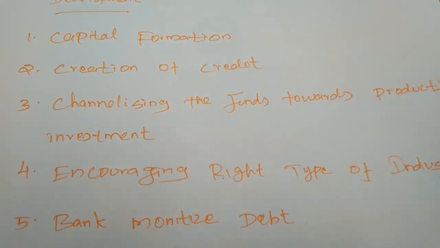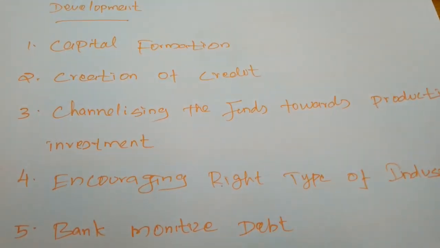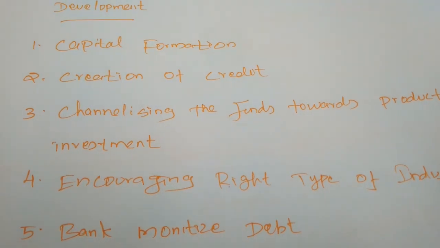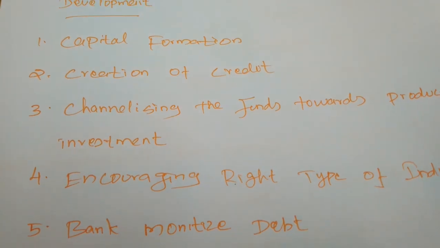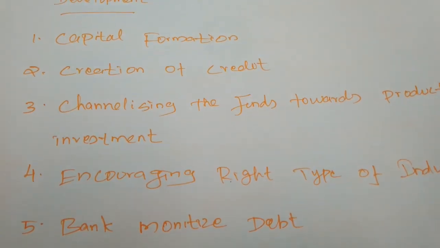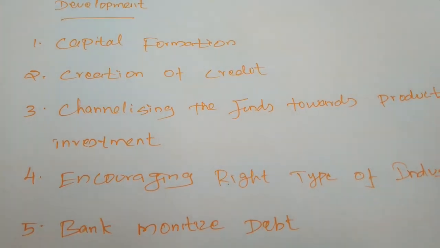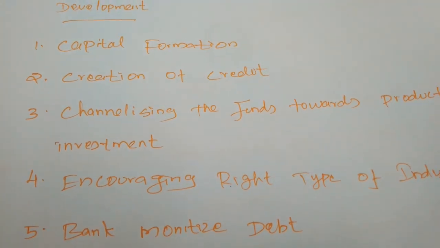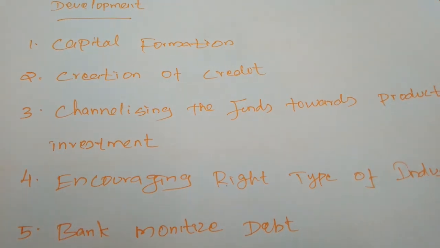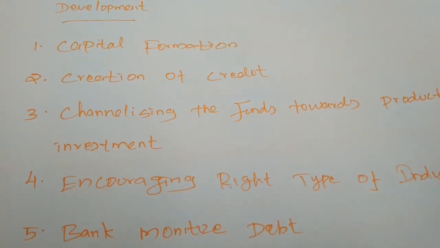If the demand for commodities is increased throughout the world, automatically the industrial sector will be increased. Not only the industrial sector, the agricultural sector also will be increased, because the demand for agricultural goods and industrial goods will be increased. In this way, the economy will be induced by the creation of credit.